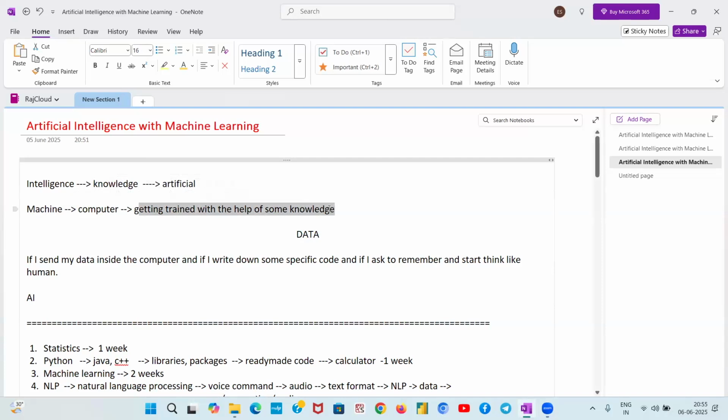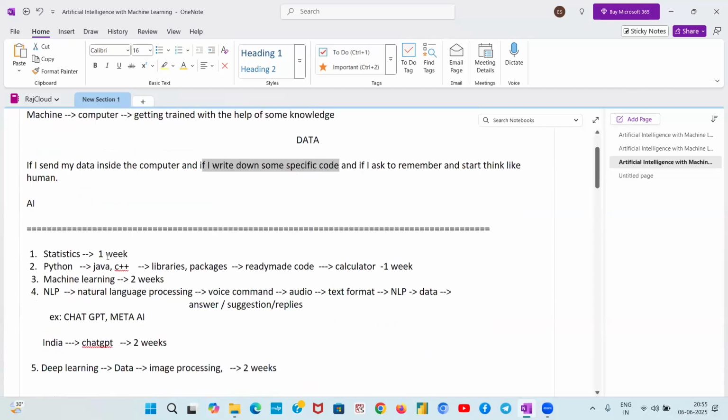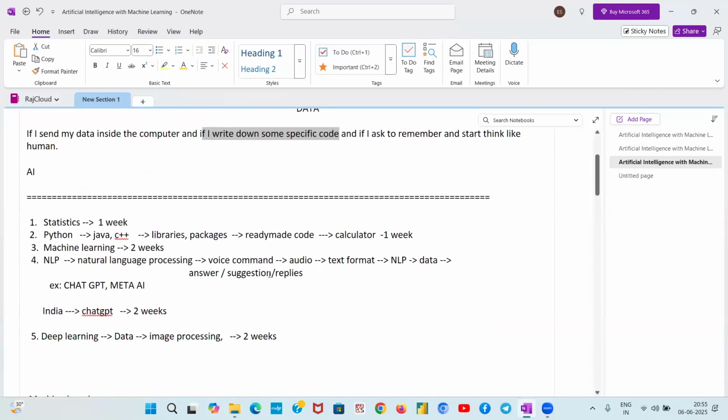So what knowledge exactly here? We are talking about some data. So we are sending some data inside the computer by writing some specific code, and the computer will start replying to us. This is what I said yesterday, right? The computer will start replying to us, understanding what our requirements are. On that basis, it will start replying to us. Later, I told you about the topics we discussed in detail. Anyway, you can get those points in the brochure also, which topics we are going to learn.